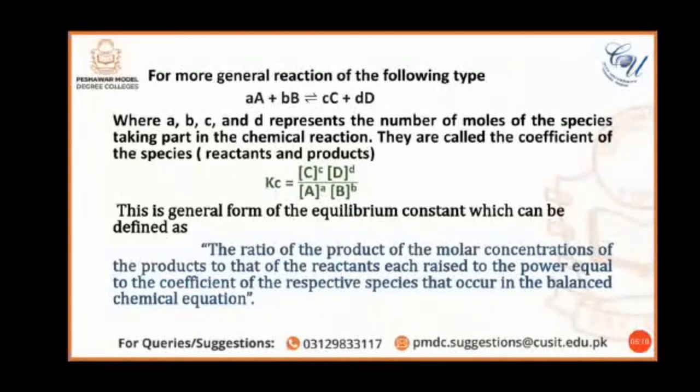The reaction could be represented as Kc is equal to [C] power small c into [D] power small d divided by [A] power small a and [B] power small b. This is the general form of the equilibrium constant, and it can also be defined as the ratio of the product of molar concentration of the products to that of the reactants raised to the power equal to the coefficient of the respective species that occur in a balanced chemical equation.